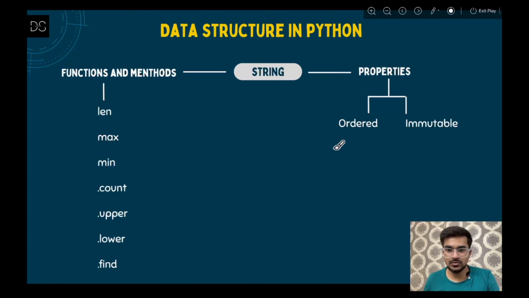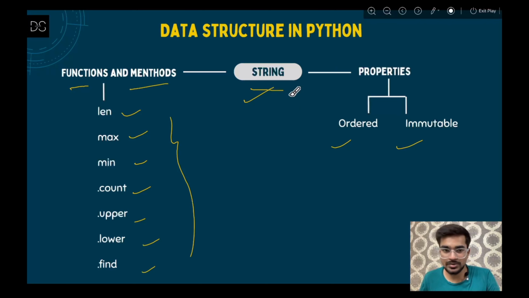So we have seen what are the properties, ordered and immutable, and then we have seen the functions and methods that are used in string. So we have seen length, max, min, count, upper, lower, find, all these things. So that is the minimal requirement in string to learn data science. You can know more than this, but that is not required, and if that is required, I'll be already covering all these things in future sessions.